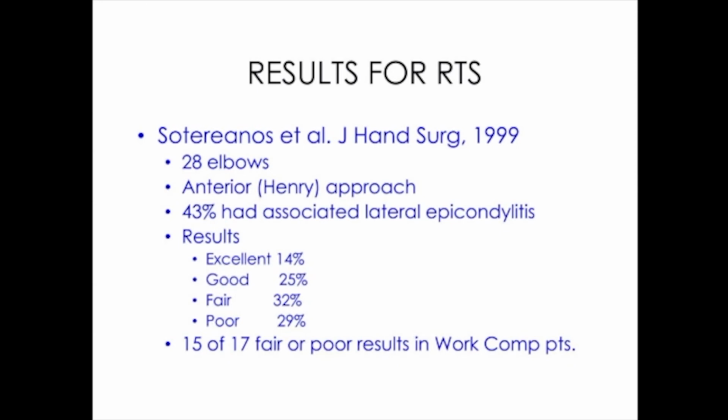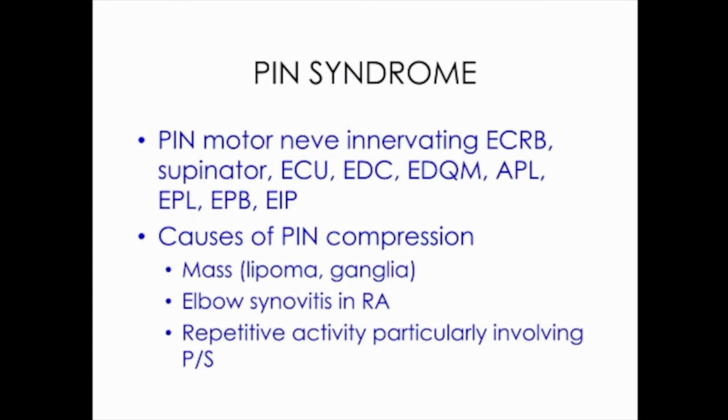And then Dean and Saturianos decompressed 28 elbows using an anterior approach. He had 39% good or excellent results, and the remainder were fair or poor, and a significant percentage of the poor results were in workers' compensation patients.